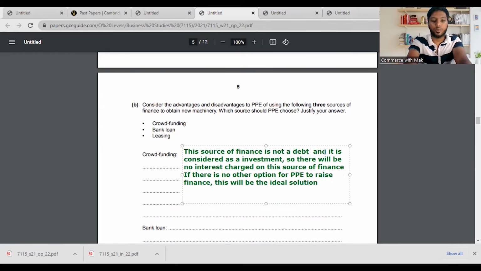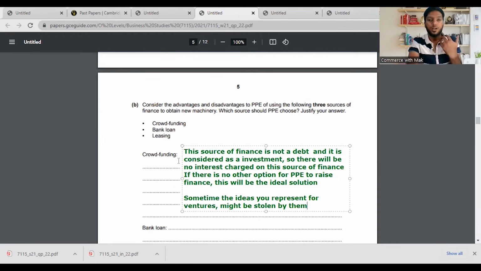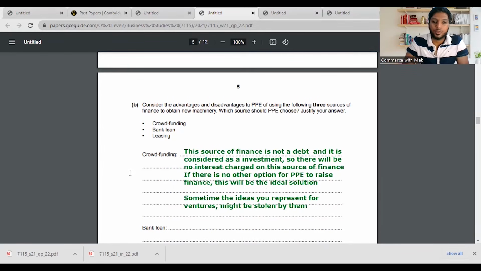I can write the disadvantages. Sometimes the ideas you represent to venture capitalists or crowdfunding, I can write ventures might be stolen by them. So this is the first answer which I'm expecting you to write when it comes to crowdfunding.